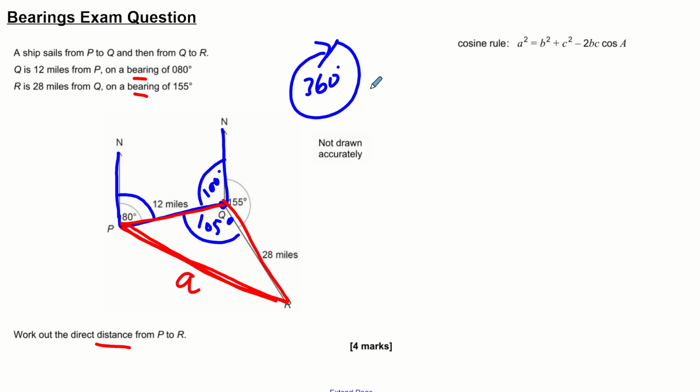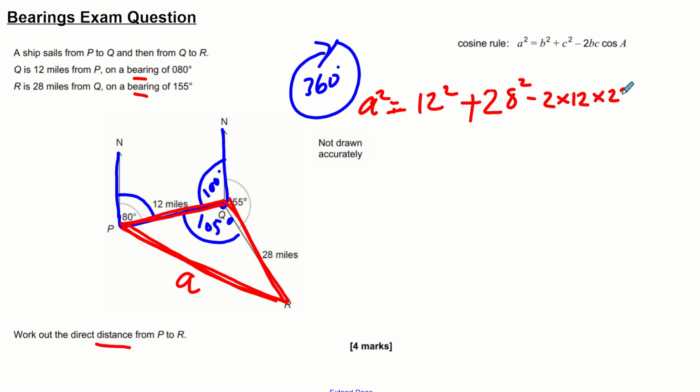We'll call it A. So A squared is equal to one of the other side squared plus the other side squared, take away 2 times the two sides you just said times cos the angle in the middle, which is 105. Okay, that should be in brackets, but I don't have any space.